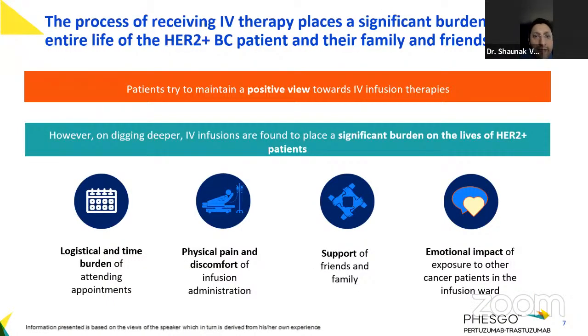So again, the process of receiving IV chemotherapy places a significant burden on the entire life of HER2-positive breast cancer patients. Patients try to maintain a positive view towards IV infusion therapies. However, there is always a risk of adverse reactions. There is always time which can be cut down due to newer formulations of drugs that have become available.